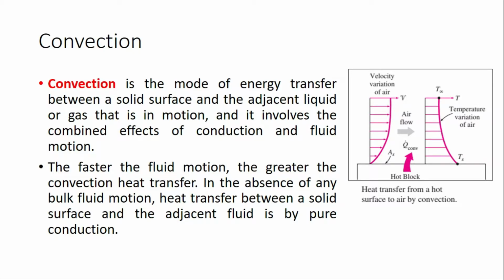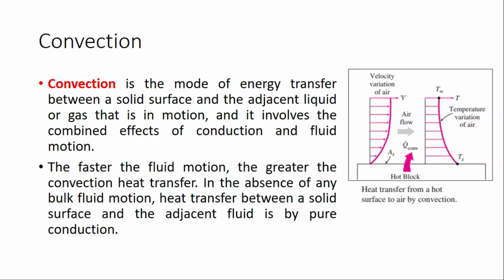Let us try to understand the heat transfer from a hot surface to air by the convection process. As you can see in this block diagram, we are considering the cooling of a hot block by blowing cool air over its top surface. The air is moving from left to right, and these are the velocity profile of air as well as the temperature profile. So energy is first transferred to the air layer adjacent to the block by the conduction process. This is the first thing.